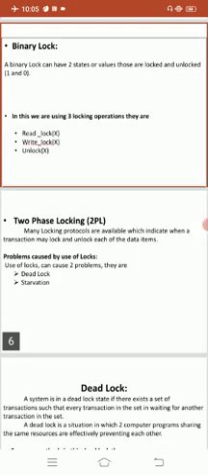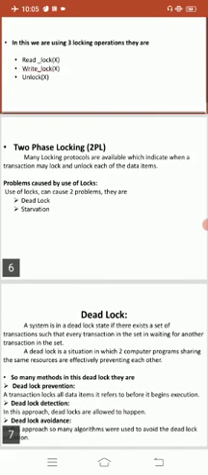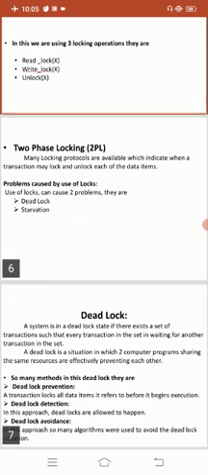So here, problems caused by the use of locks. We have two problems: one is called deadlock and the second one is called starvation. What is meant by deadlock? A system is in a deadlock state if there exists a set of transactions such that every transaction in the set is waiting for another transaction in the set. A deadlock is a situation in which two computer programs sharing the same resources are effectively preventing each other.